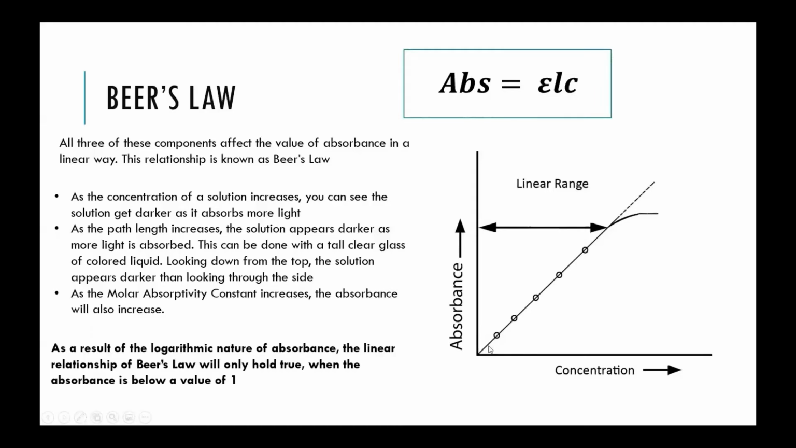However, this is only true up to an absorbance of 1. Remember, absorbance and transmittance are related logarithmically. That means that after an absorbance of 1, it starts to taper off in a unique way, in a logarithmic way, and is no longer linear. So when you're using and relating absorbance and concentration, you need to make sure that any absorbance value is below a value of 1.